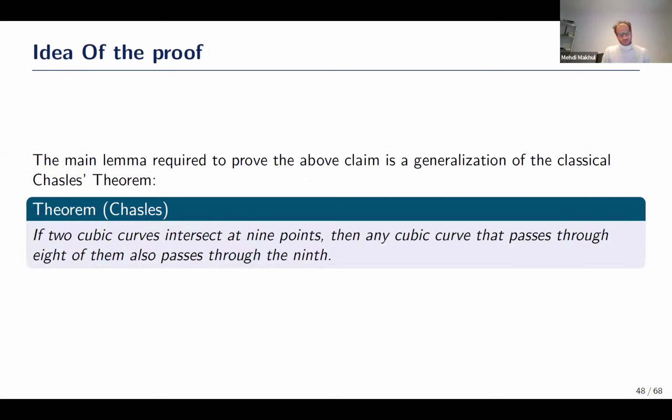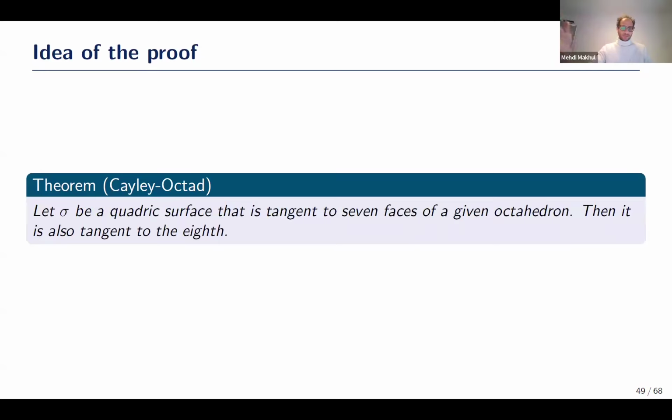In order to prove this, we need a generalization of Chasles' theorem to dimension 3. The Chasles theorem says that whenever we have 2 cubic curves, generically they intersect in 9 points. And if there exists a cubic curve that passes through 8 points of these 9 points, then it must also pass through the 9th.